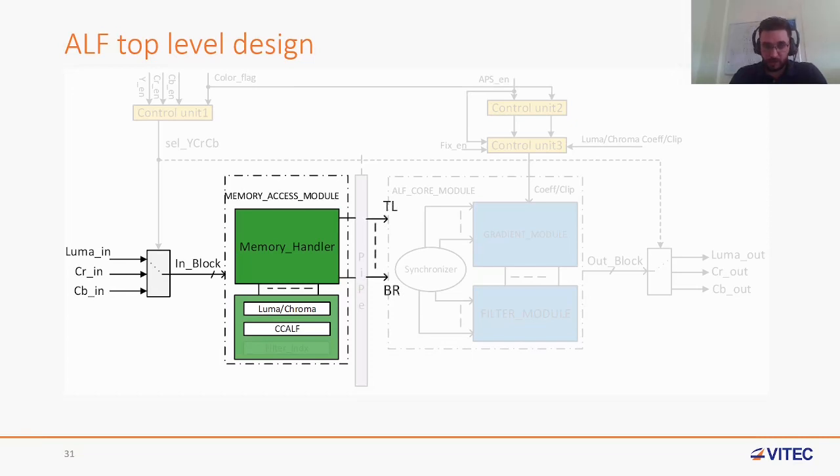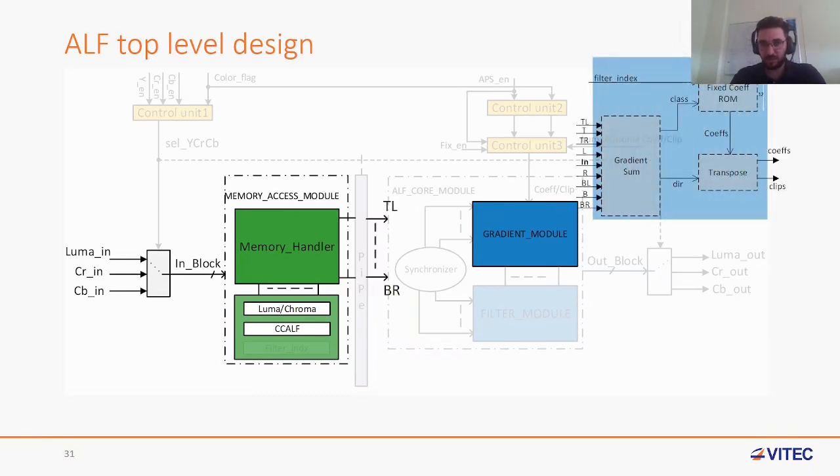When Luma blocks are being processed, as we can see in the figure, every block is delivered to the second pipeline stage with its 8 surrounding neighbors, from top left to bottom right. The gradient module is executed to compute the sum of gradients, and this module is actually composed of 3 submodules.